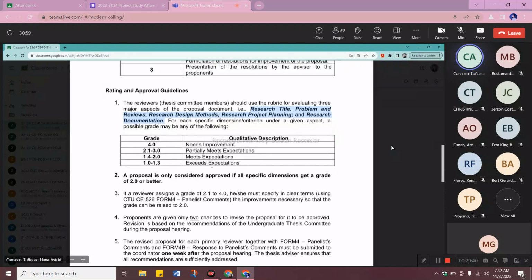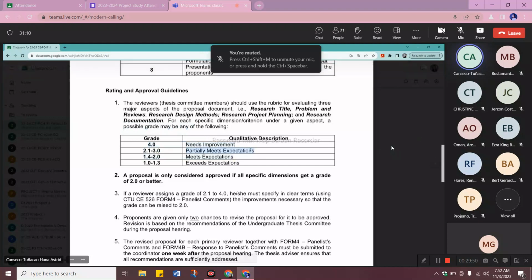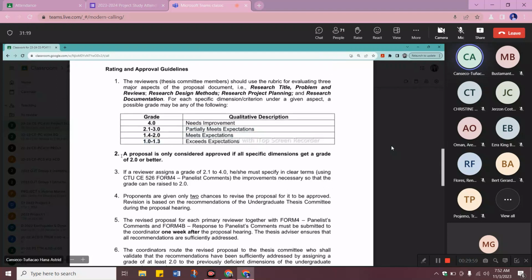For each specific dimension under a given aspect, a possible grade may be given. For needs improvement, 2.1 to 3; partially meets expectation, 1.4 to 3; meets expectation, and 1 to 1.3 exceeds expectation. If a grade is below 2.0, then it means that that is something you have to revise.